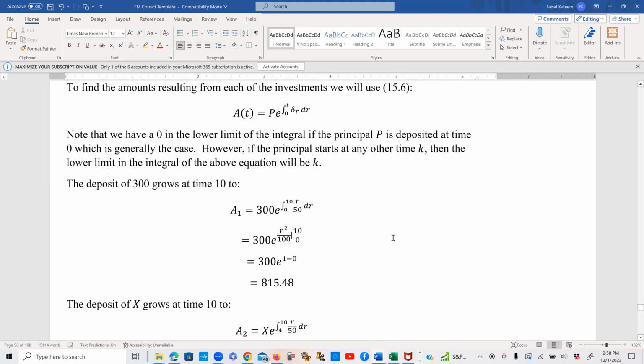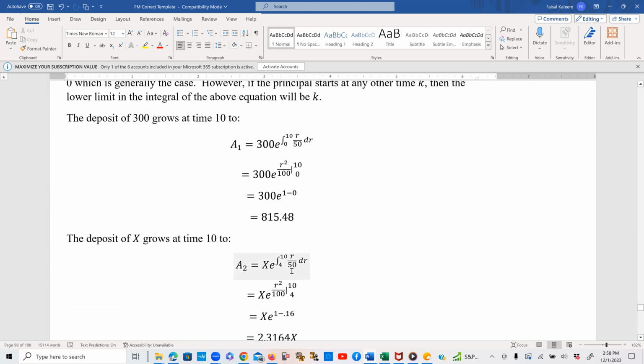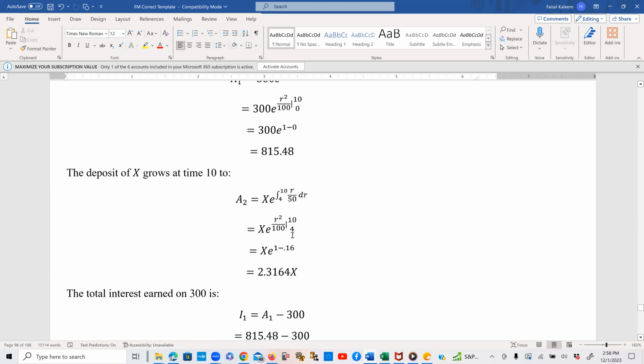And now the deposit of x is made at time 4. So it grows at time 10 to x times e to the power integral from 4 to 10 of delta r dr. And once again, r squared over 100 is the integral of r by 50, from 4 to 10 now. The lower limit is this time not 0 but 4.